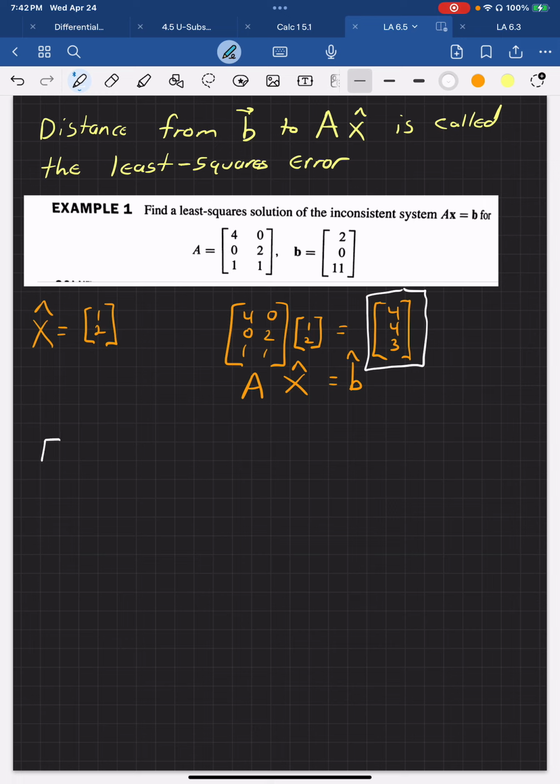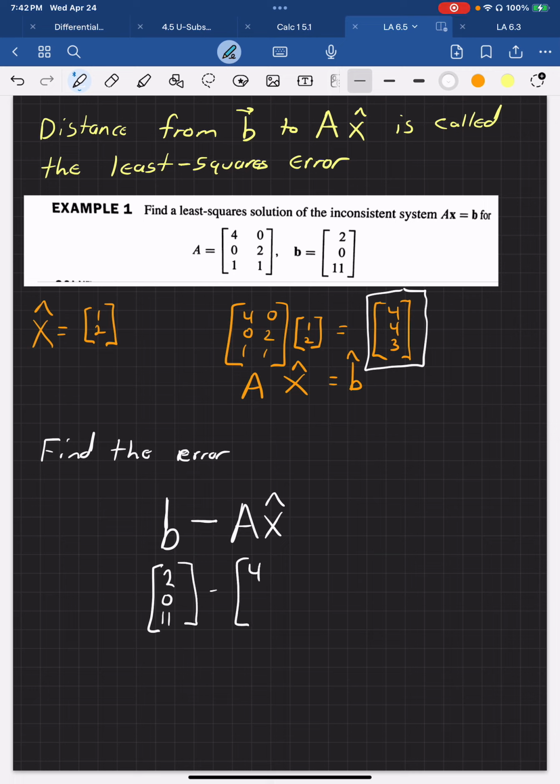So finding the least squares error can be done by simply finding the distance between the desired solution, B, minus the best solution that you can get to, which was AX hat, right? So the desired solution, and when we're done, we're going to find the magnitude of this. Minus 4, 4, 3.